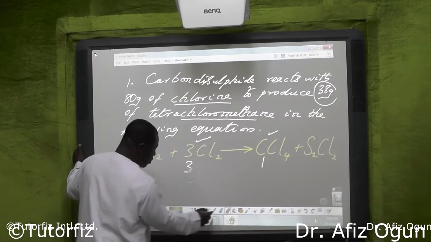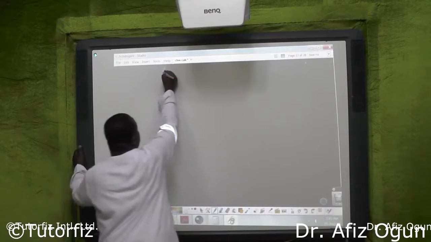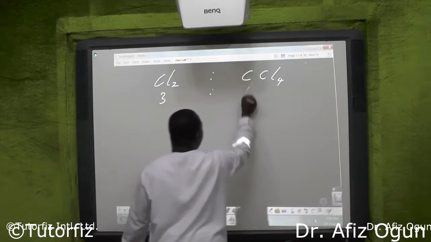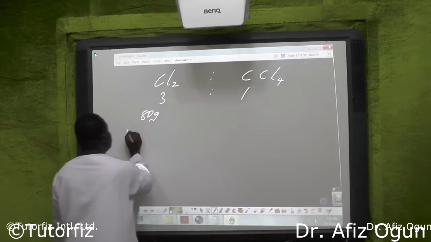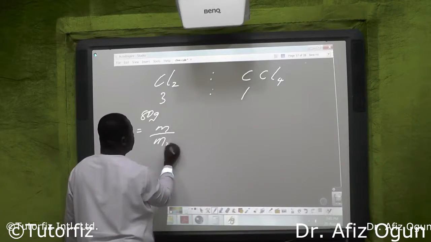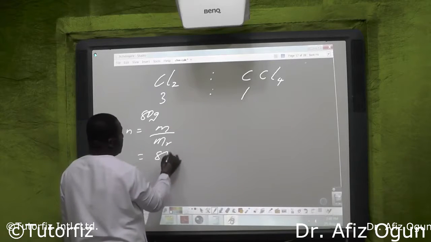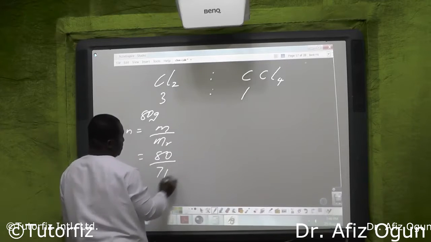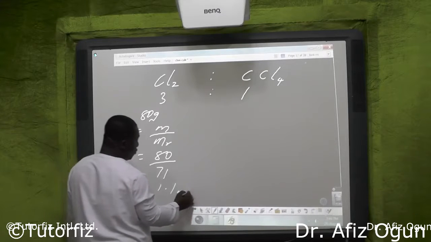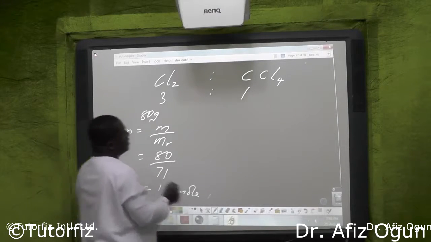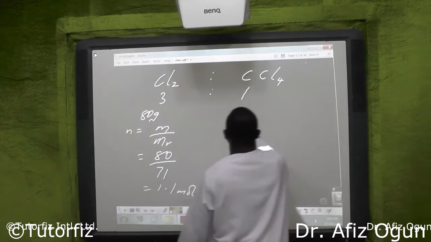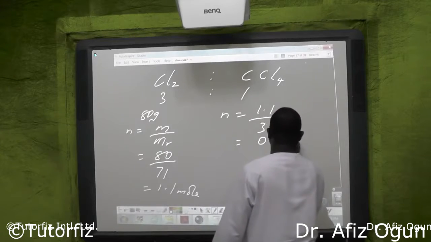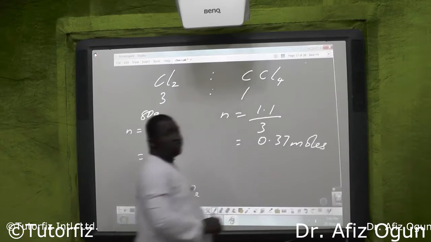So 80 grams of this gives you what? Cl2 to CCl4 is ratio 3:1. So for 80 grams, n equals m over Mr, which is 80 divided by 35.5 times 2, which is 71. Your answer here is 1.1 moles. If this is 1.1 moles, 1/3 of it has to be produced here. That means n of this will be 1.1 divided by 3, which is equal to 0.37 moles.